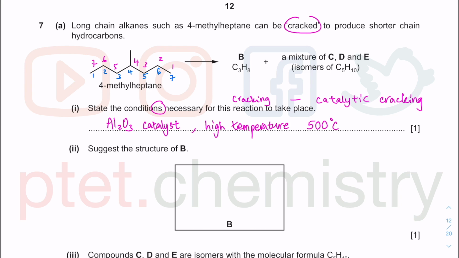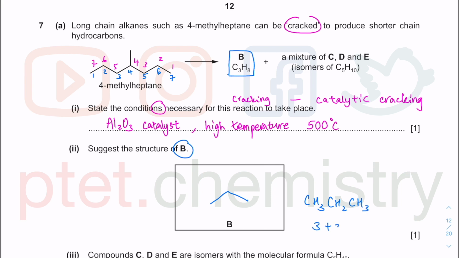Okay. Suggest the structure of B. B is C3H8. It is still a hydrocarbon. We have just broken the 7-carbon chain hydrocarbon into a 3-carbon hydrocarbon. I can be thinking about C3H8, CH3, CH2. Is that correct? CH3, CH2, CH3.